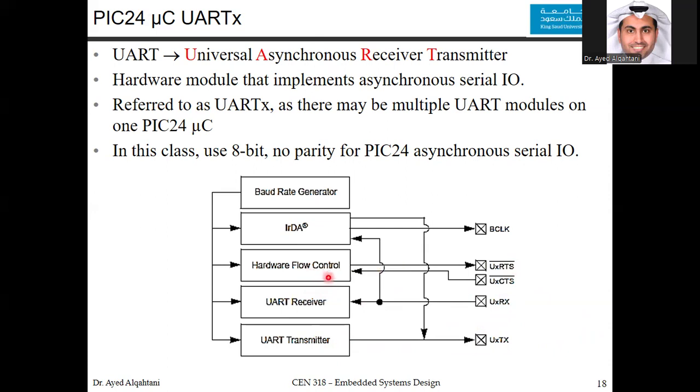If you study a communication course, they will talk in detail about this. We also have the IRDA, the Infrared Data Association standard for communication, and if you want to use it, it's an option. You also have the baud rate generator. For any UART module, you need to identify the bandwidth at which you are transmitting or receiving based on the baud rate generator.